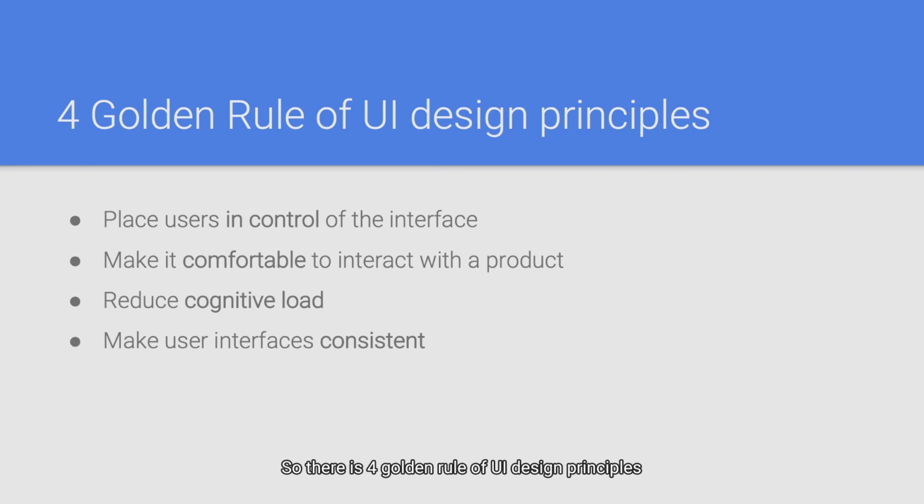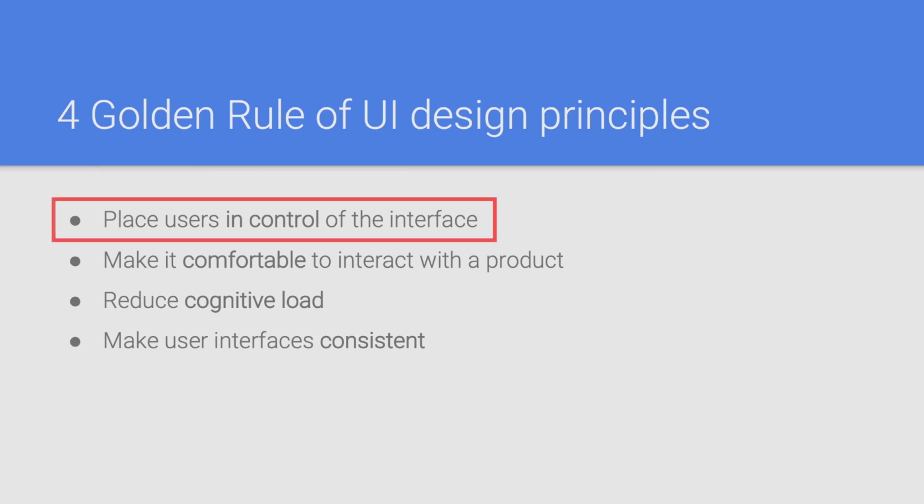So there's 4 golden rules of UI design principles. The first one is place user in control of the interaction. The second one is make it comfortable to interact with the product. Third one is reduce the cognitive load, and the fourth one is make sure the user interface is consistent. So let's discuss further with the first point, which is place user in control of the interface.